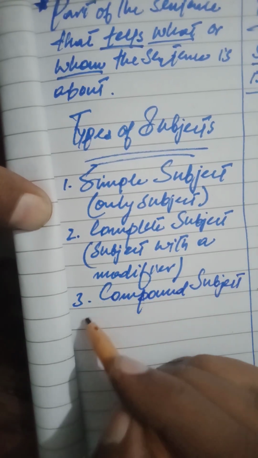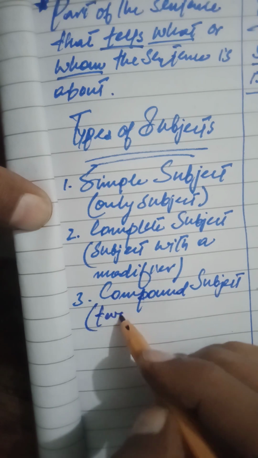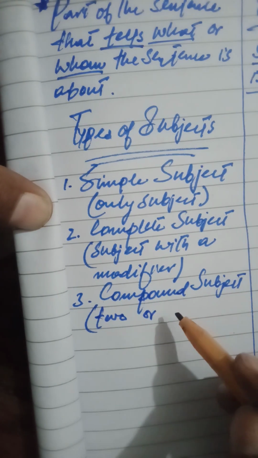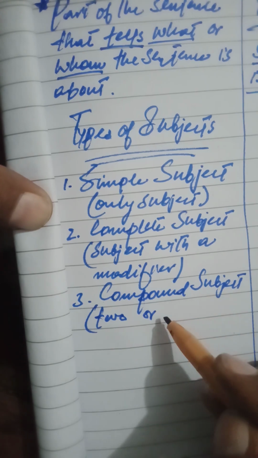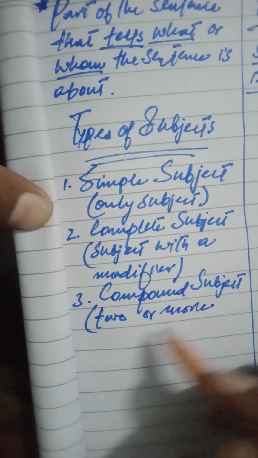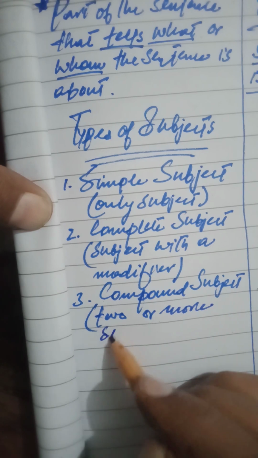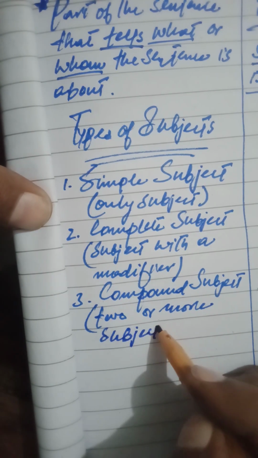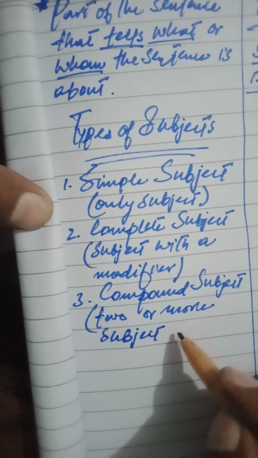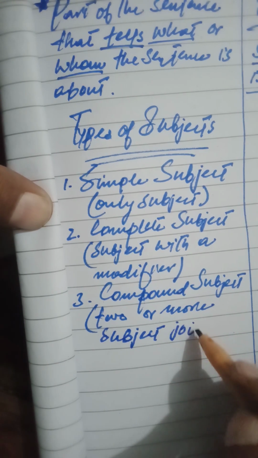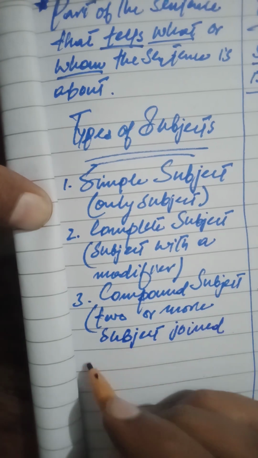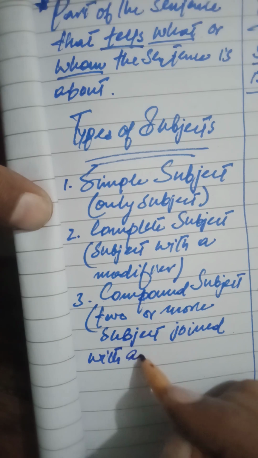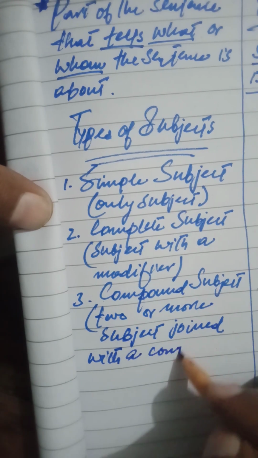Number three is a compound subject. Compound subject: two or more subjects joined with a conjunction.